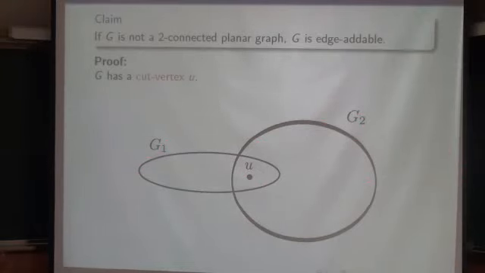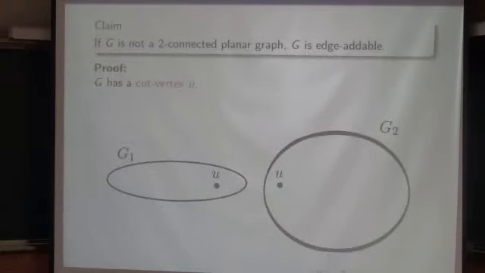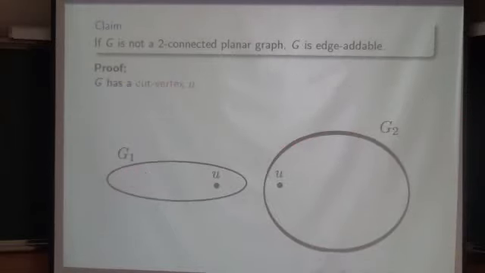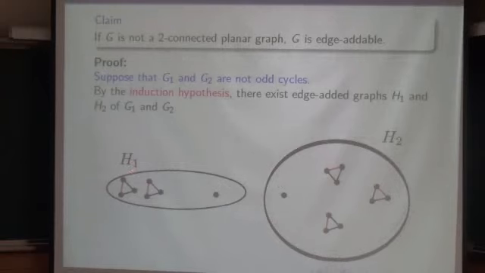Okay. Then we separate the two graphs by copying the cut vertex like this, and we first suppose that G1 and G2 are not odd cycles. Then by the induction hypothesis, there exist edge-added graphs H1 and H2 of G1 and G2. Like in this figure, every vertex of degree at least 2 has its red edges.